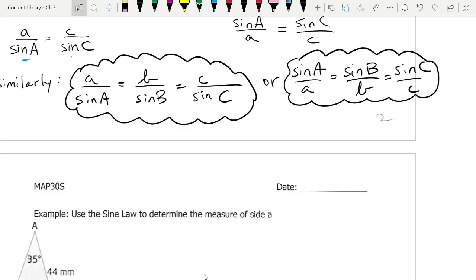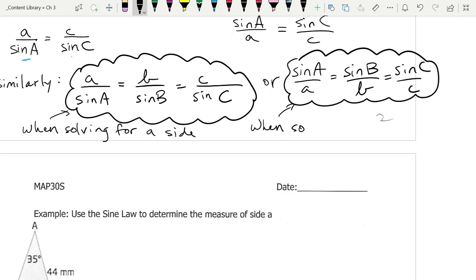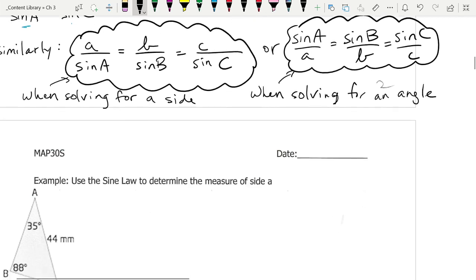So first of all, notice that the formula has two different variations. I use the formula on the left when solving for a side in a triangle, and I use the one on the right here when solving for an angle. And let's take a look at the first example.